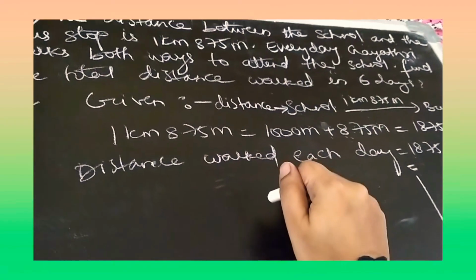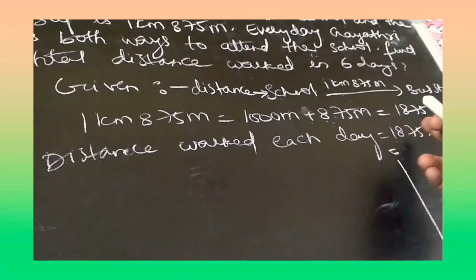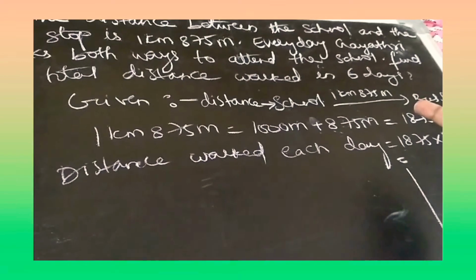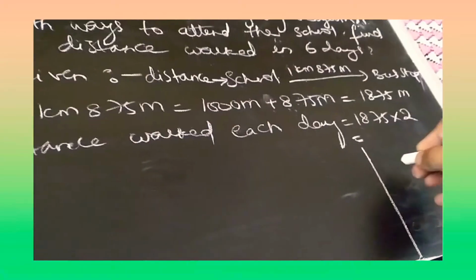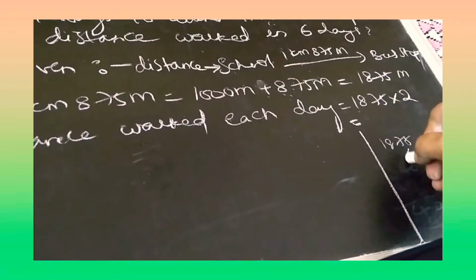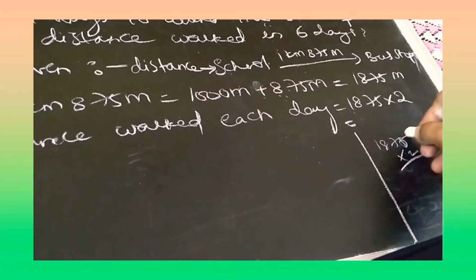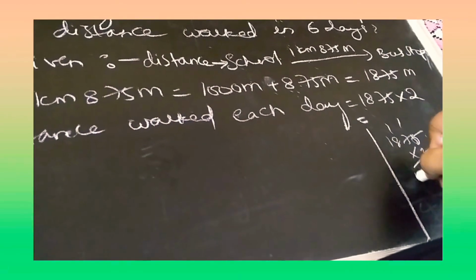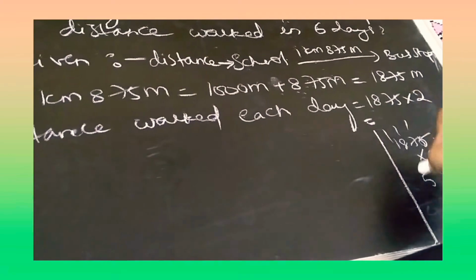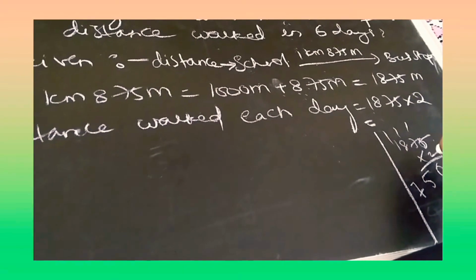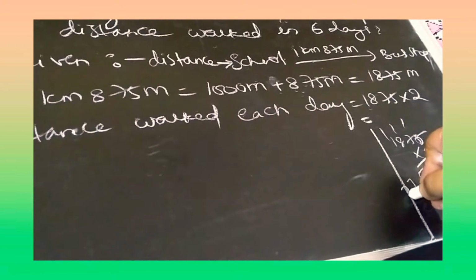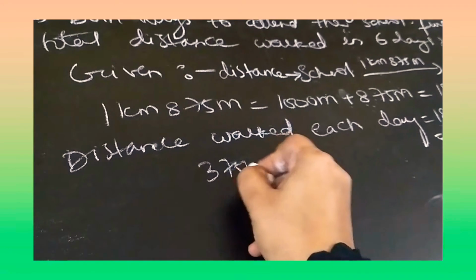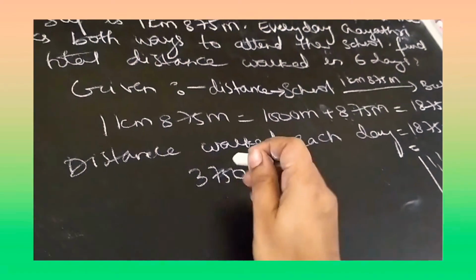Then the distance walked each day. Each day what you have to do? 1875 into 2. Gayatri is going 2 times now. So into 2 you have to do. 1875 into 2. It is 5 2s are 10, 7 2s are 14, 15, 8 2s are 16, 17. 2 1s are 2, then 3. It is 3750. Okay. So what you have to do?